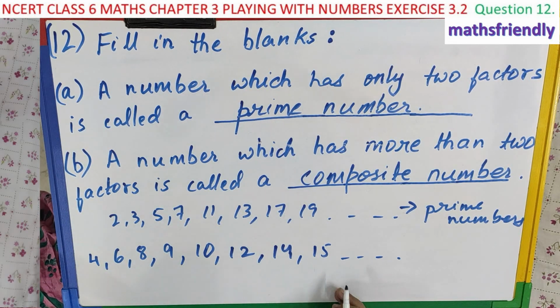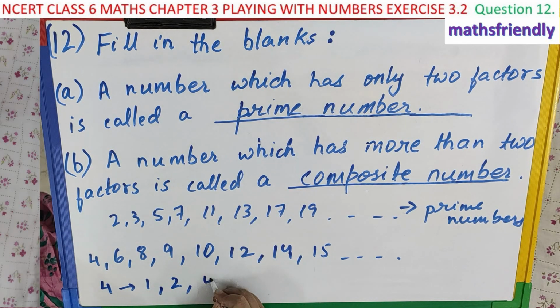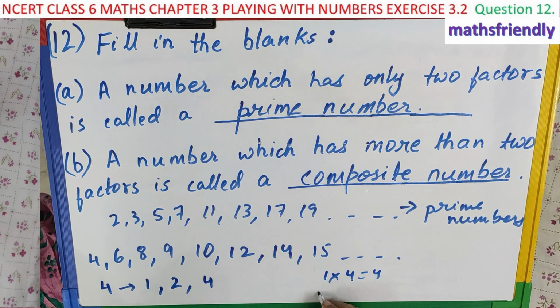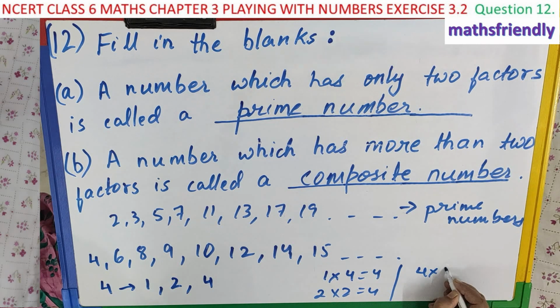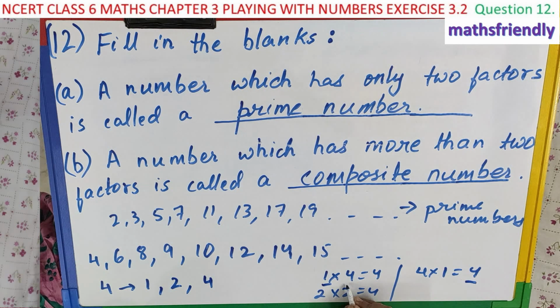These numbers have more than 2 factors. See about 4. 4 comes in 1's table, 4 comes in 2's table, 4 comes in 4's table. How? 1 4's are 4, 2 2's are 4, and 4 1's are 4. It means this 4 comes in 1's table, 4's table and 2's table. It means it has more than 2 factors. What are the factors? These are the factors of 4.